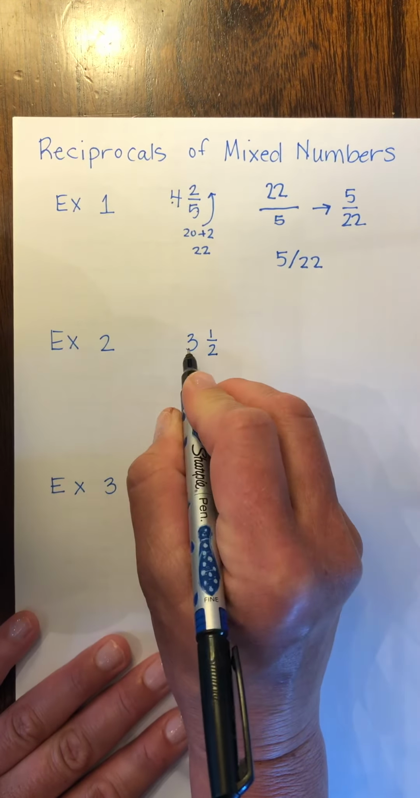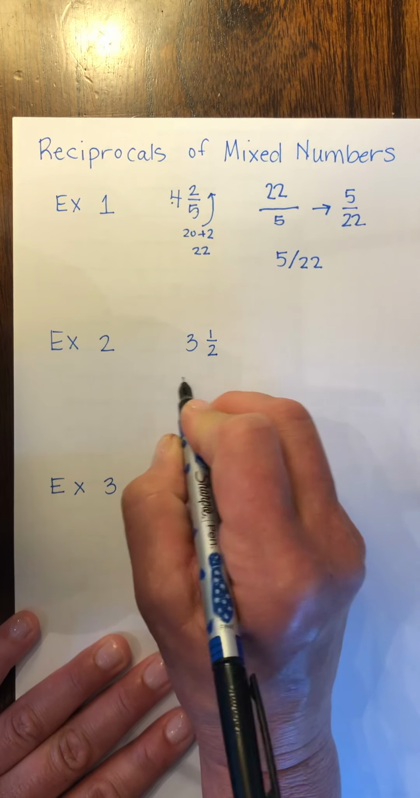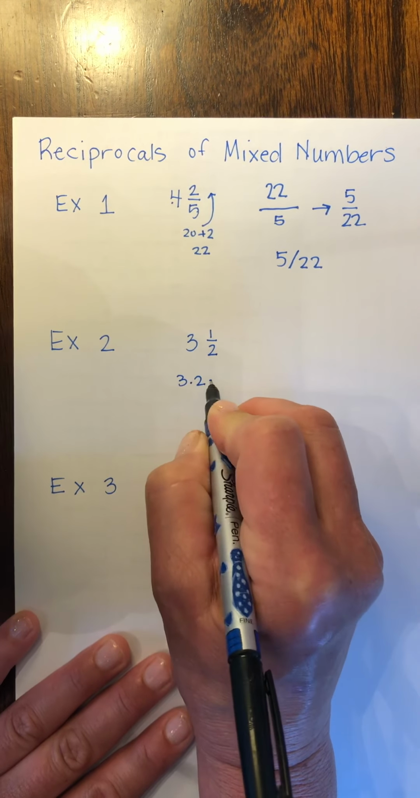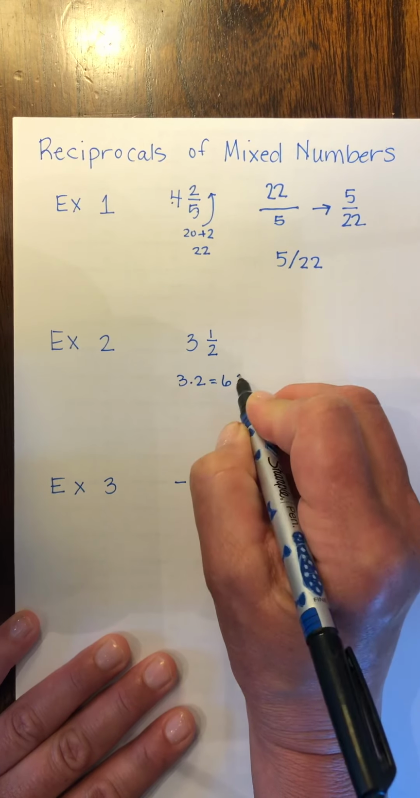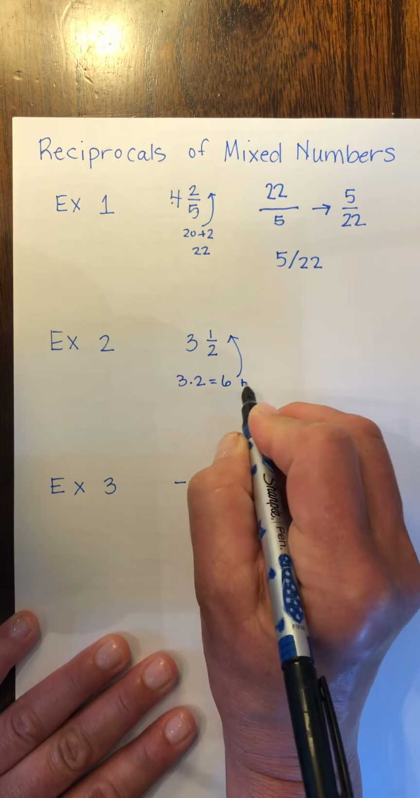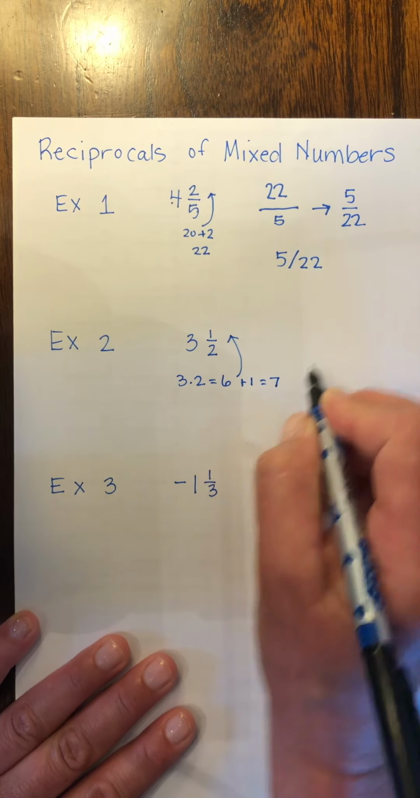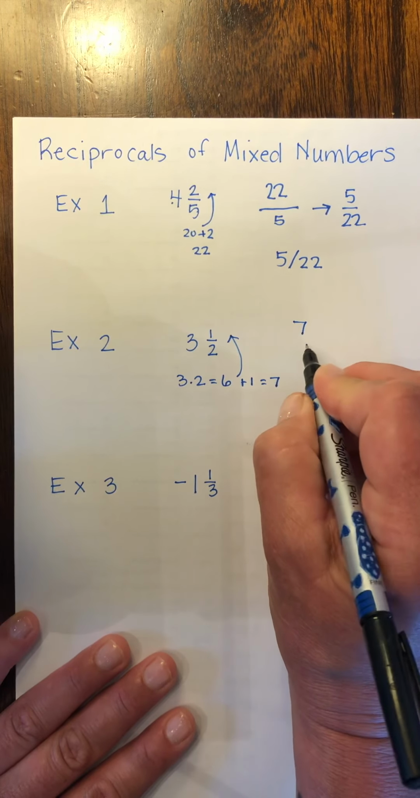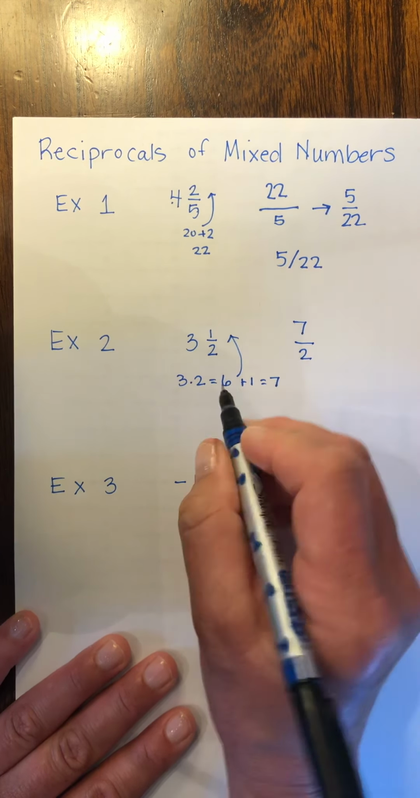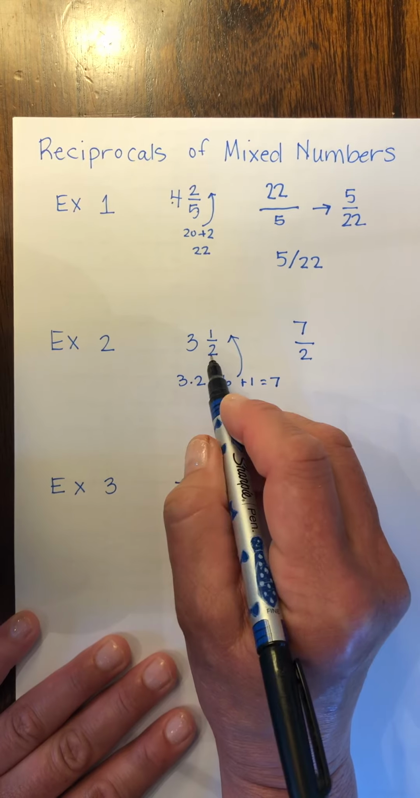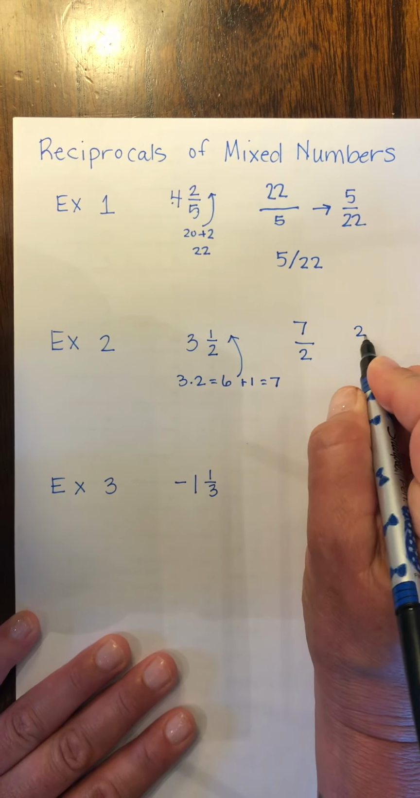Okay, so again, it's 3 times 2. So if I do 3 times 2, I get 6. Then I add that top number on. So that gets me to 7. So that would be the top number of my fraction. And the bottom number stays 2. So that is 3 times 2 is 6 plus 1 is 7. And then we flip it.